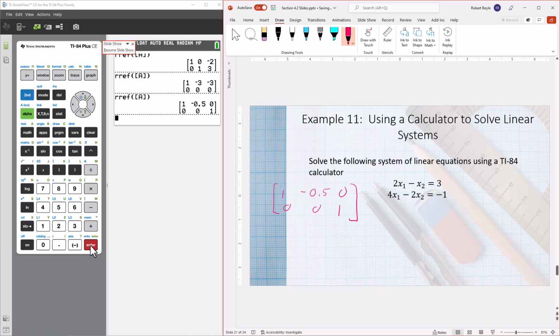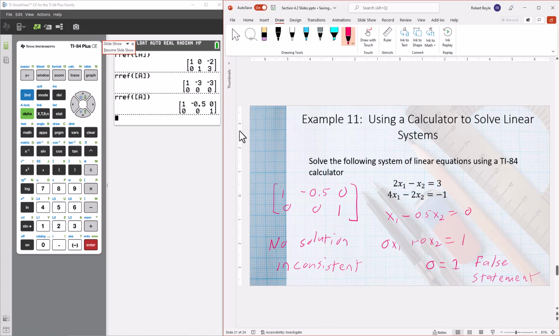Now, the first row says that x1 minus 0.5 x2 is equal to 0. That's what the first one says. The second one says that 0 times x1 plus 0 times x2 is equal to 1. Now 0 times x1 is 0, 0 times x2 is 0, so this says that 0 is equal to 1, which is a false statement. Since this is a false statement, this system has no solution. This system is inconsistent, and you would want to mark that accordingly.